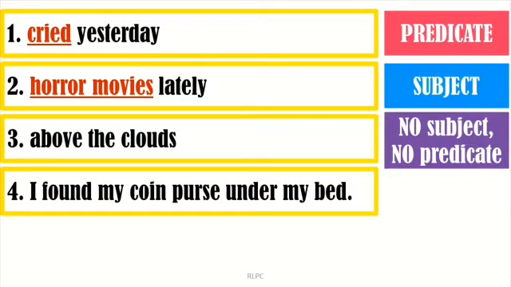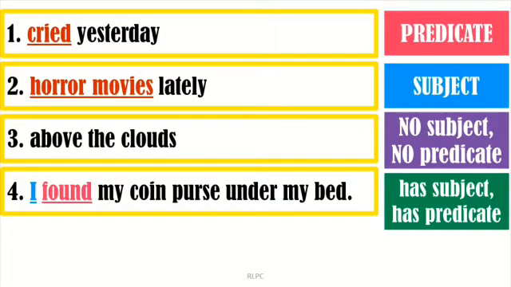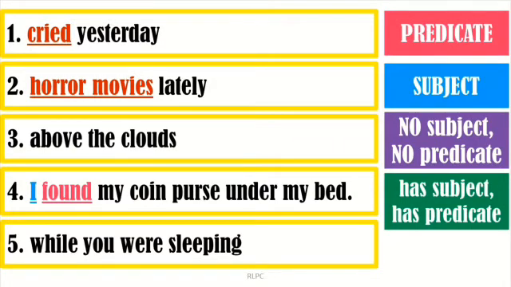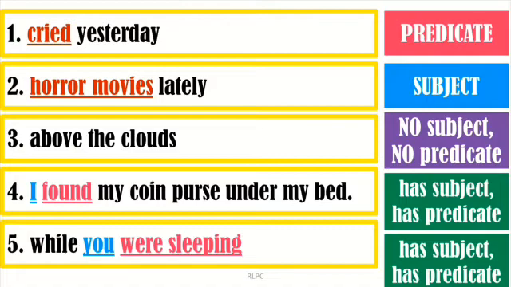Number 4. I found my coin purse under my bed. Kindly analyze. What do we have there? We have a subject, which is I, the doer of the action, and we have a predicate, which is found, the action being done by the subject. Number 5. While you were sleeping. For the last time, what do we have there? We have a subject, which is you, the doer of the action, and our predicate is were sleeping, the action being done by the subject.